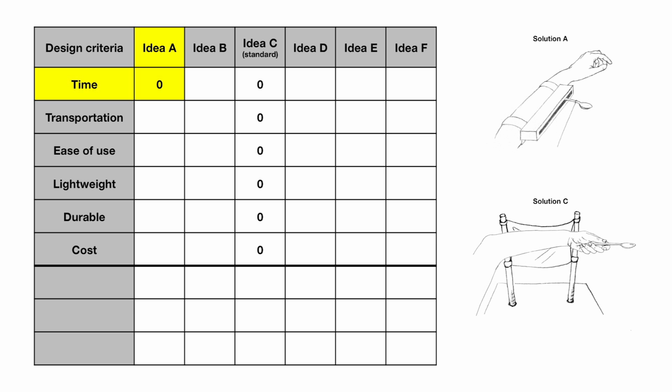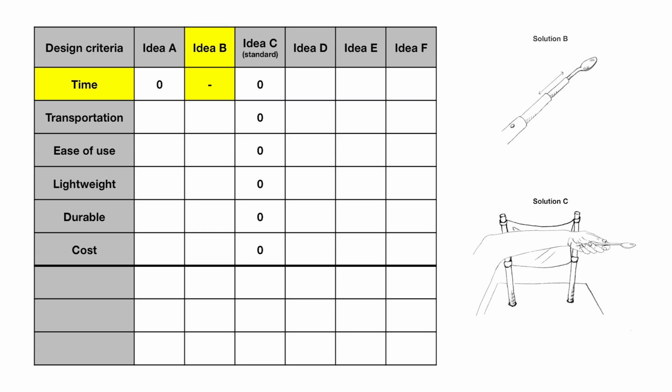Then we'll move on and ask the question, how does solution B compare with solution C? The time to operate the trigger in solution B, we expect, will extend the feeding time relative to the standard, and as a result, we're going to give solution B a minus relative to the standard.